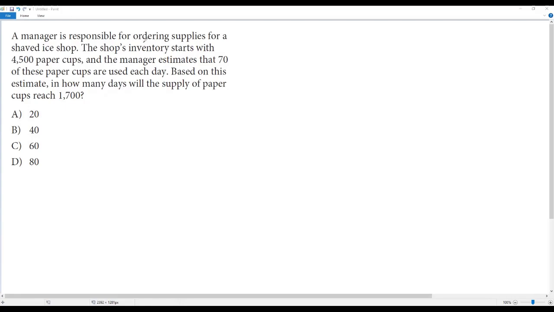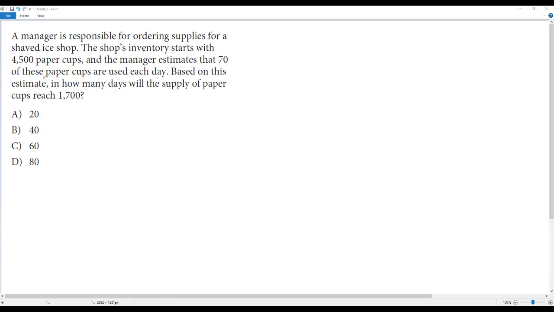A manager is responsible for ordering supplies for a shaved ice shop. The shop's inventory starts with 4,500 paper cups, and the manager estimates that 70 of these paper cups are used each day. Based on this estimate, in how many days will the supply of paper cups reach 1,700?